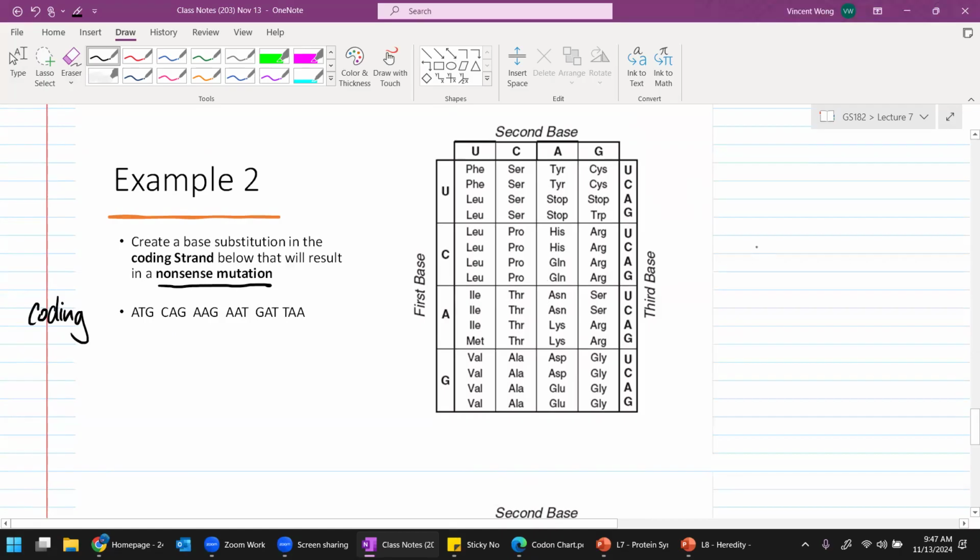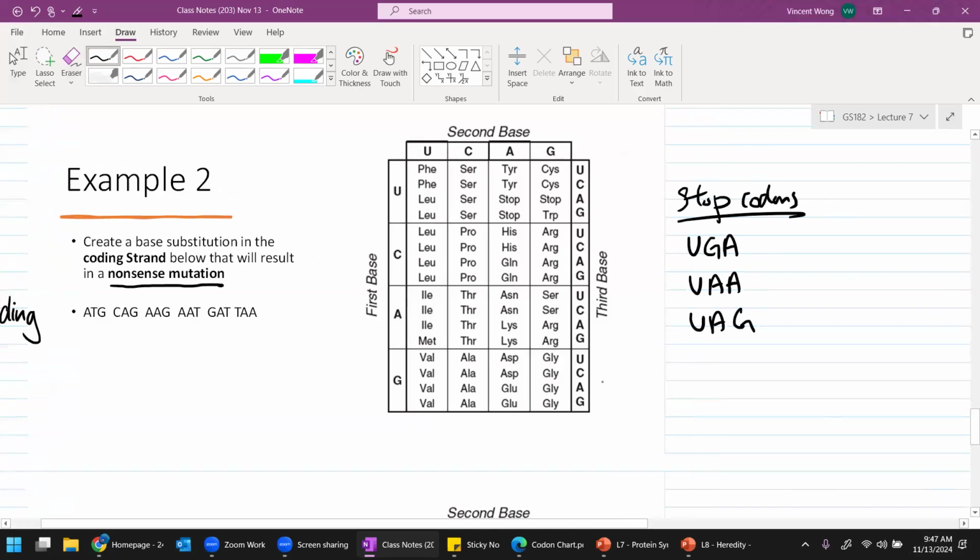Not necessarily. Okay, so let's see. A nonsense mutation means you have to create what kind of codon? Stop. Please recite the stop codons for me. Okay, I think I'm hearing UGA, UAA, and UAG. I think that's what you guys said, right? Now that's the mRNA, okay? Listen carefully. It will save you some time on the test. This is the coding strand.